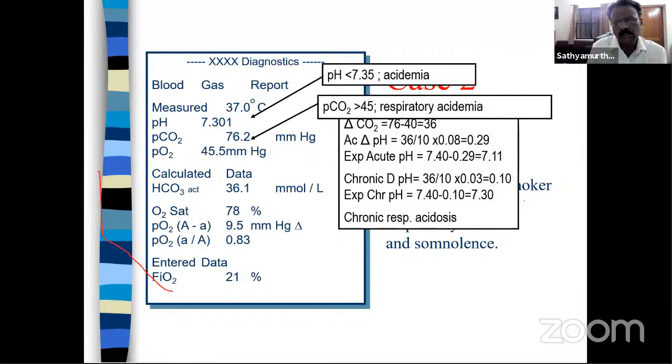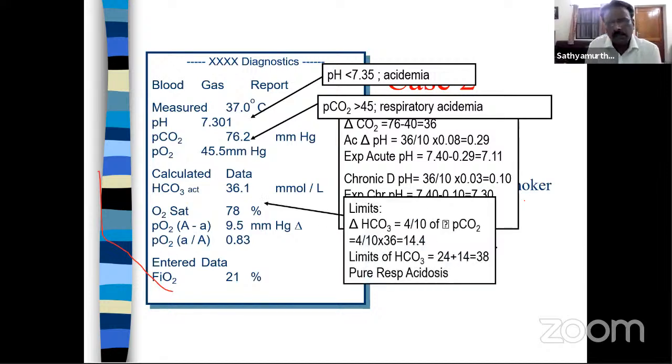This much I know. Now next I have to look at the compensation. What should be normal compensation? Your PCO2 has gone up, so bicarbonate should also go up. Now it's chronic. So for every 10 change in PCO2, the bicarbonate should have gone up by 4. Just remember 1 and 4 and 2 and 5. For respiratory alkalosis, it's 2 and 5. Respiratory acidosis is 1 and 4. So it should have gone up by 4.